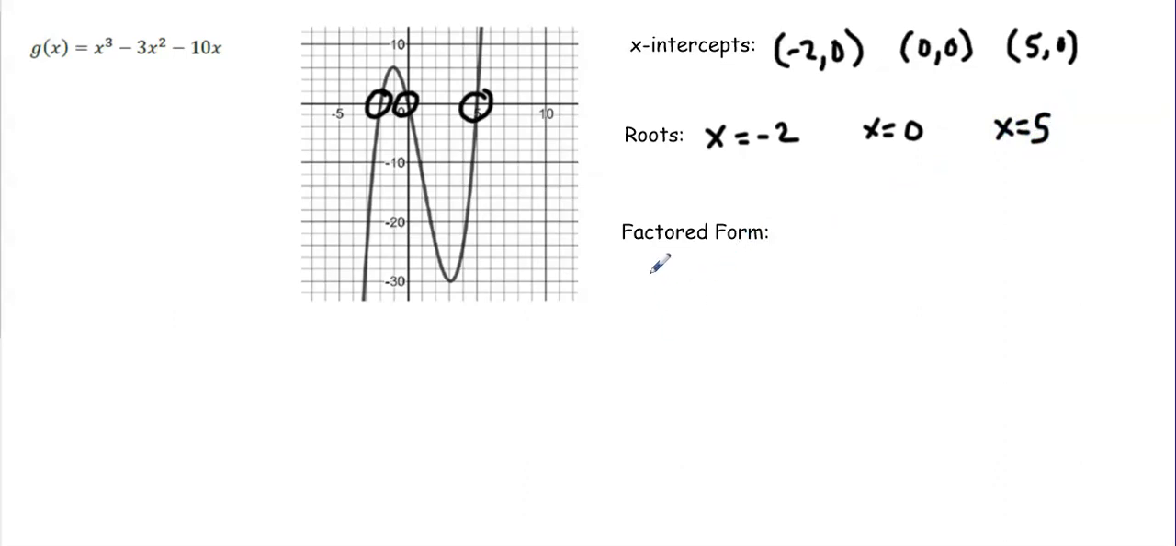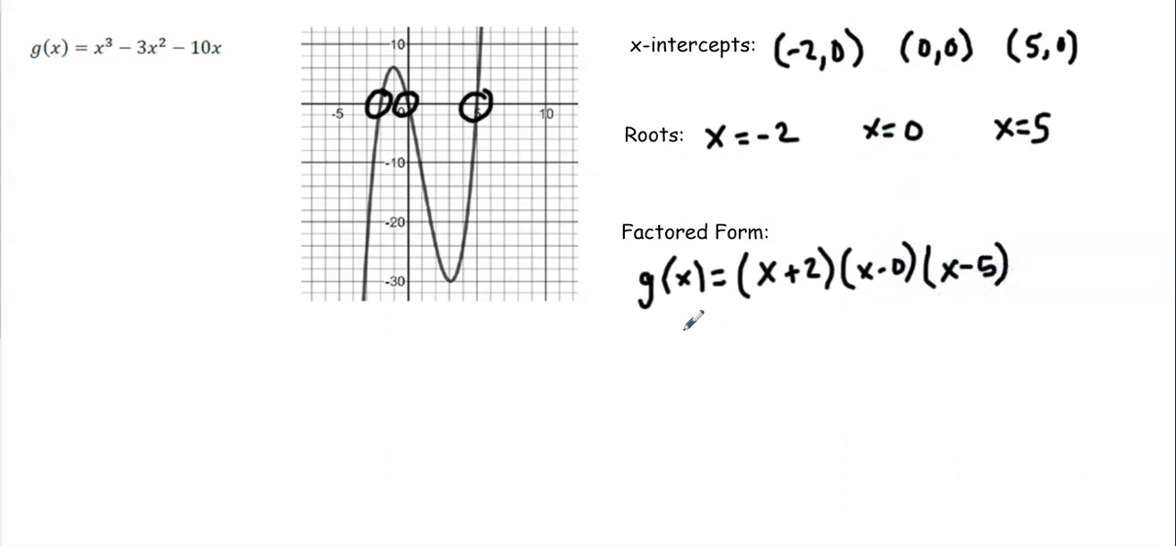So my factored form for g of x equals x minus a negative 2, so x plus 2, and then x minus 0, and x minus 5. So let me clean this up a little. I'm going to just write x, and then x plus 2, and then x minus 5.